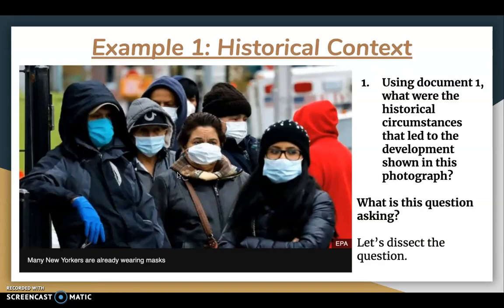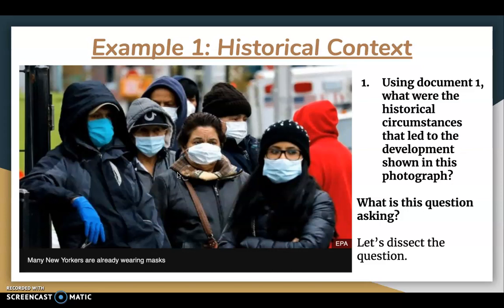So let's take a look at the first example on your handout. Now, this image should look very familiar to you because it's what we've all been experiencing the last few months since we left school in March. And if you look at the image, there's a caption underneath.